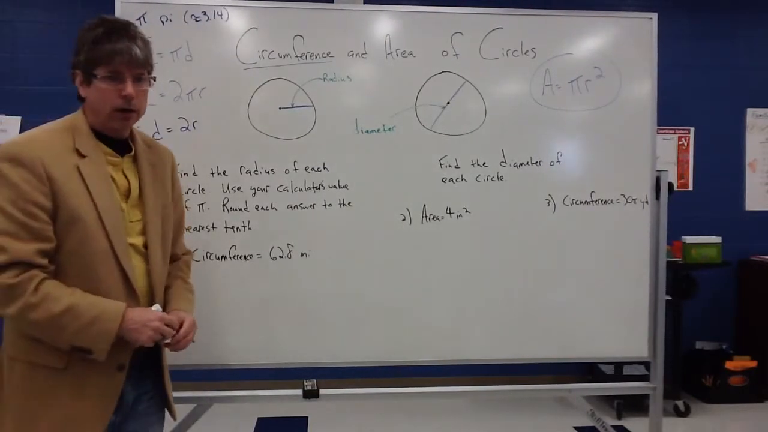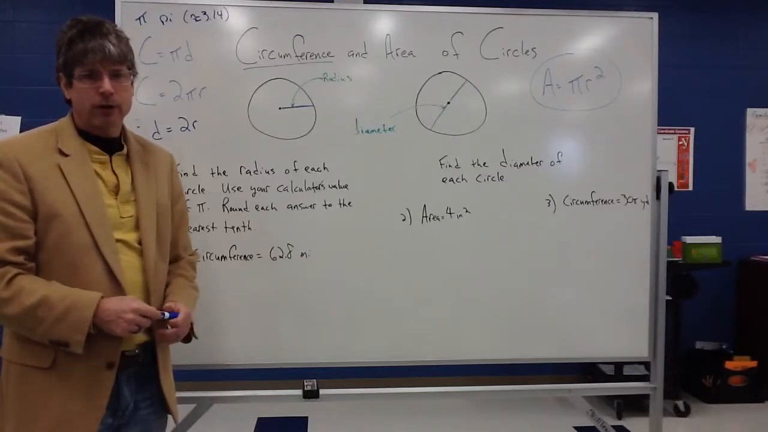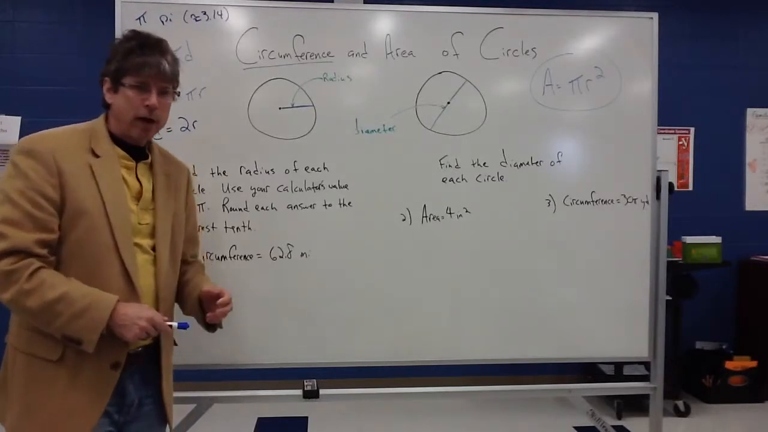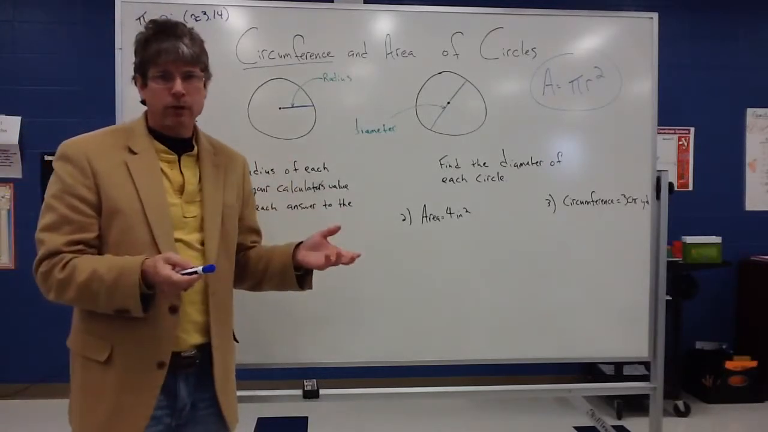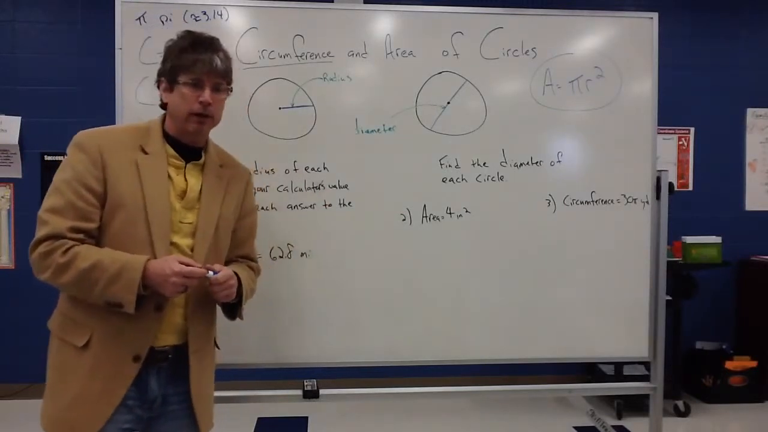So welcome back. We're going to do a different slant on circumference and area of circles. Sometimes they'll actually give us the circumference and area of the circle and they want us to maybe find the radius or the diameter. So we're going to look at some examples like that.